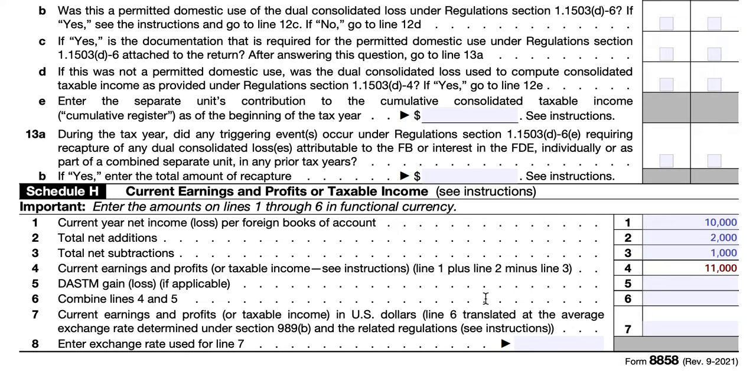Now, for DASTM purposes, this might be different. We'll just assume that it's not. And we're going to carry over this $11,000 directly. And then you're going to need to translate this into US dollars, right? So let's make this a little bit easier on myself. Since we've already come up with a Canadian conversion rate that happens to be neatly 1.2 Canadian dollars to a US dollar, we'll put this here. And we'll make this a nice $10,000 earnings and profits.